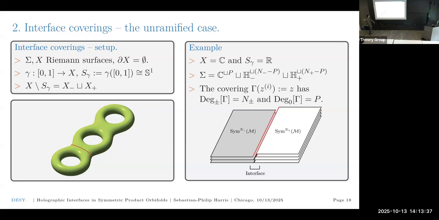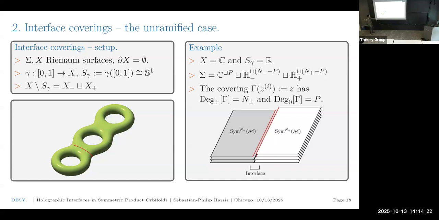The setup in which I want to do this is you again take some Riemann surface sigma and X, and again you demand that the boundary of X is trivial, but this time I will allow sigma to have a non-trivial boundary. I fix a closed curve gamma inside of X, and its image is going to be some circle inside of X, like the red circle drawn here on the green Riemann surface X in this example. And what I want is that this circle splits the Riemann surface into two disjoint connected components, here X minus and X plus.